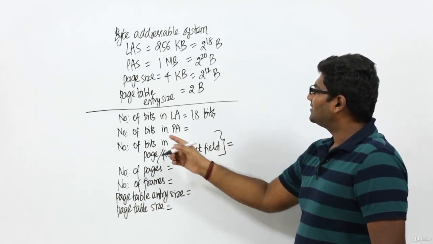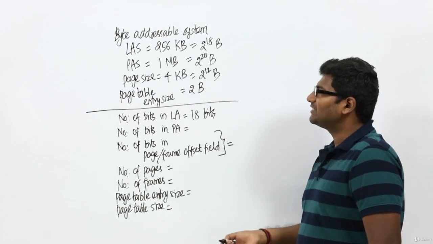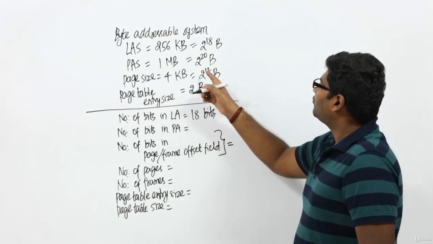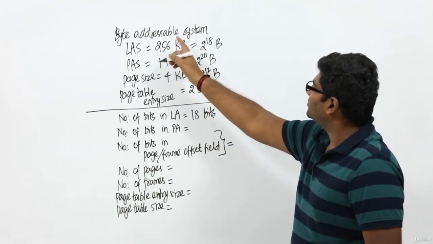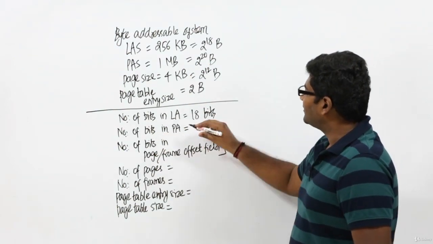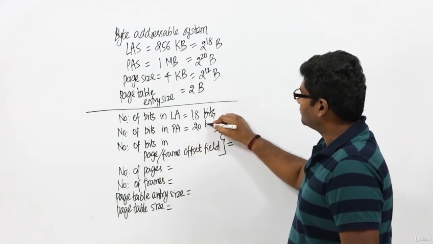Now what is the number of bits in physical address? That depends on the physical address space. Since we have 2 power 20 bytes and it is a byte addressable system, the number of bits in physical address is nothing but 20 bits.